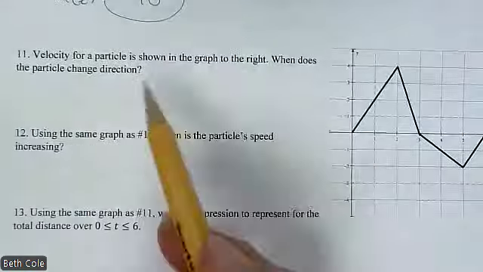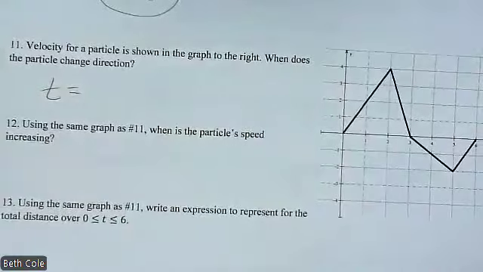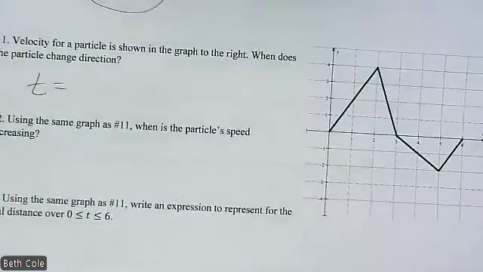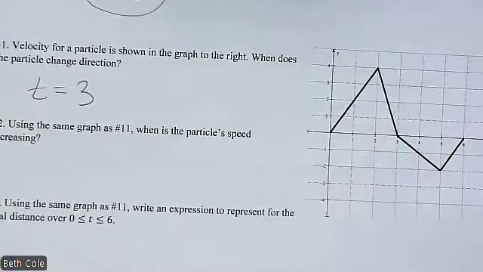So for these three, we're going to use this graph off to the side. What is that the graph of? Position, velocity, or acceleration? Velocity. Usually when they give you a graph, it's velocity. When does the particle change direction? There's no work. We're just going to say at what time. So when do we have a change in direction? 3. Good. Positive to negative.